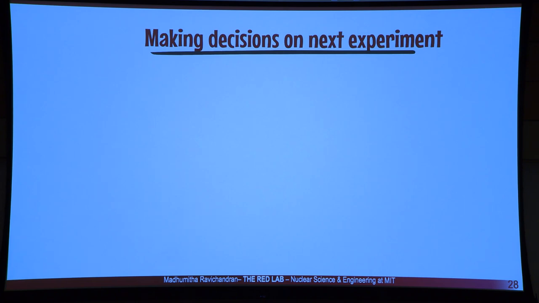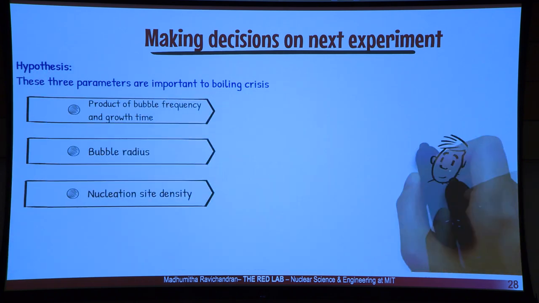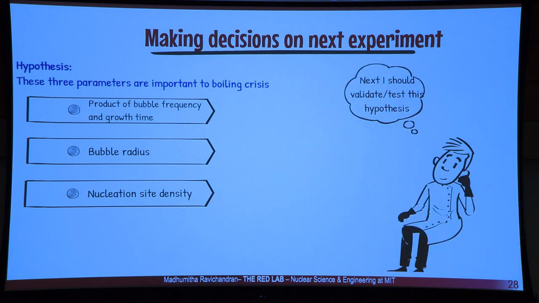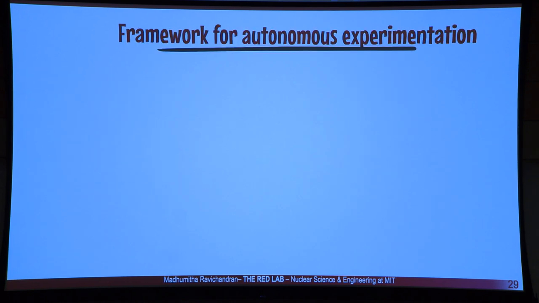So this is good, but we have this hypothesis that several factors impact the boiling crisis more than the others. But I started thinking, how will this hypothesis break down? Or where will I start seeing discrepancies? Or when will other features start mattering to the boiling crisis? And to do that, again, we've got to run a lot more experiments to test under different conditions.